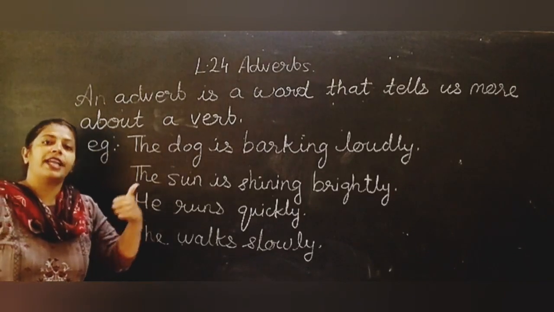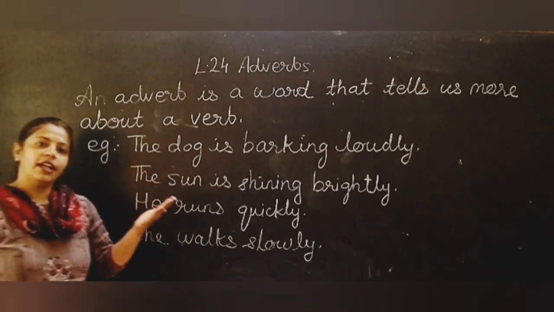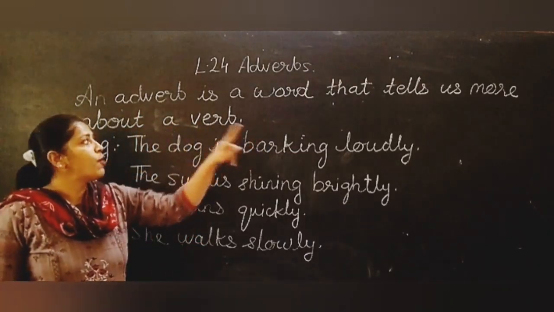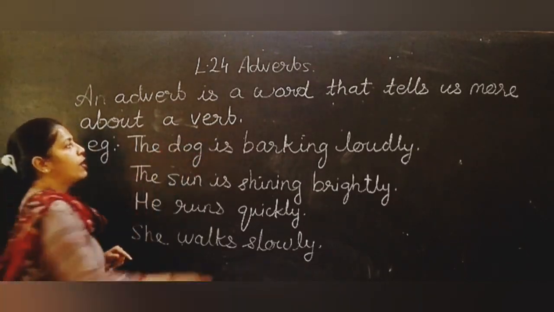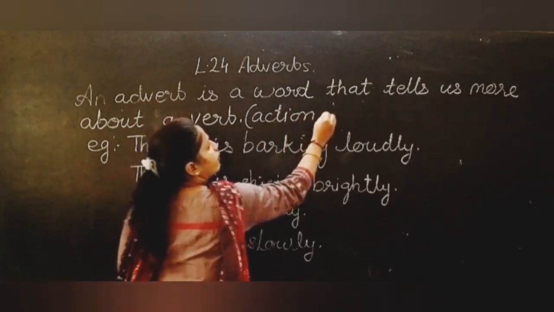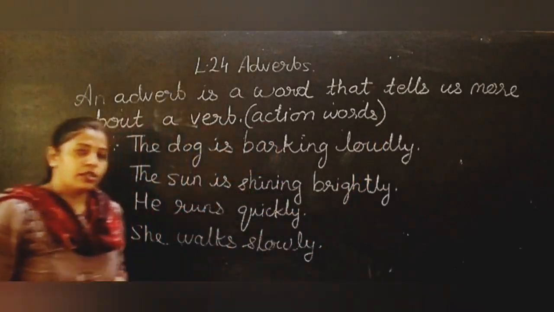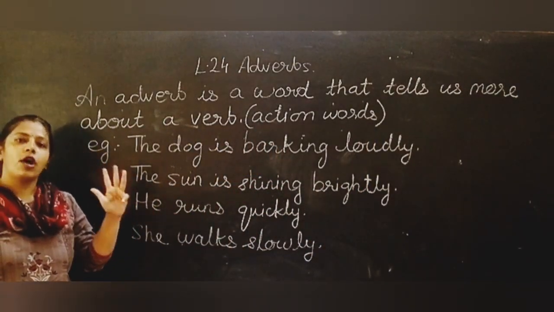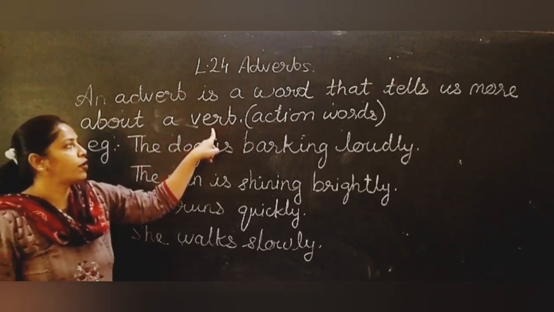An adverb tells us more about an adjective and another adverb, but that we will study later on. First we will see how an adverb tells us more about the verb. For that you should know what verbs are. Verbs are all action words. So which are the action words? Like swimming, jumping, talking, walking, laughing. All of these action words are called verbs.